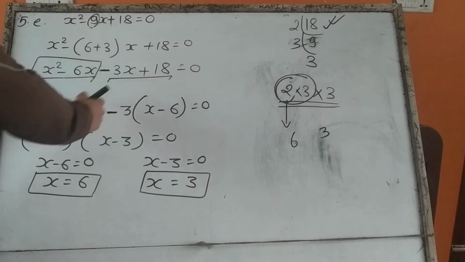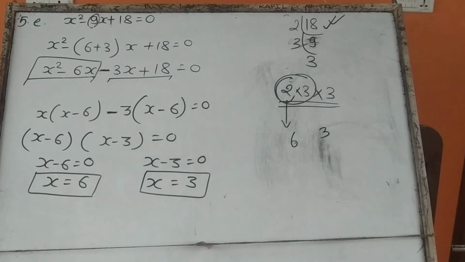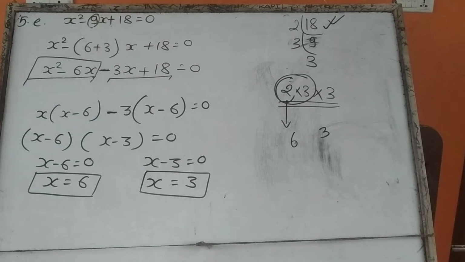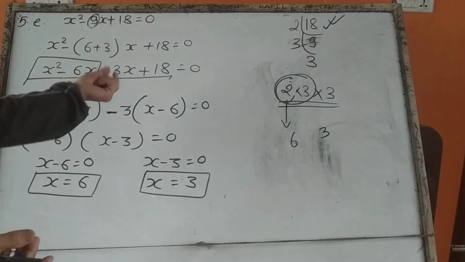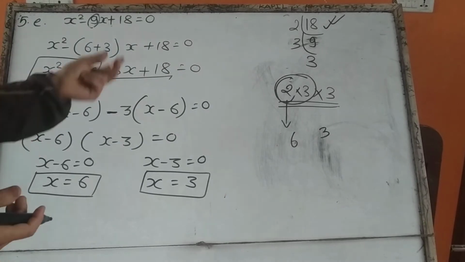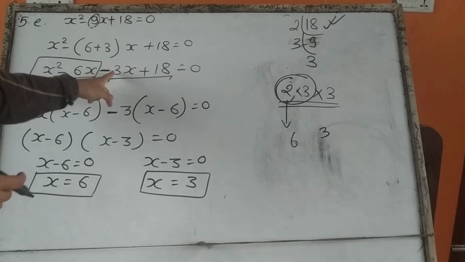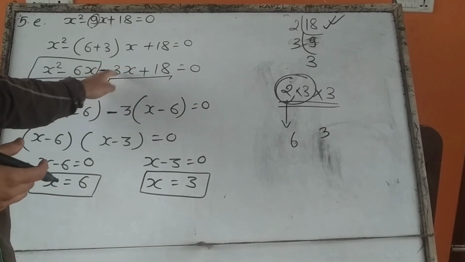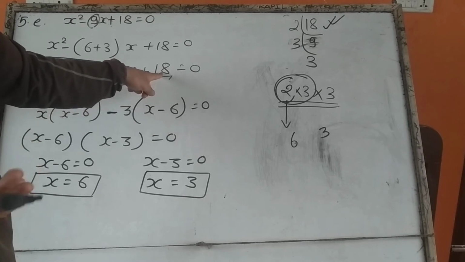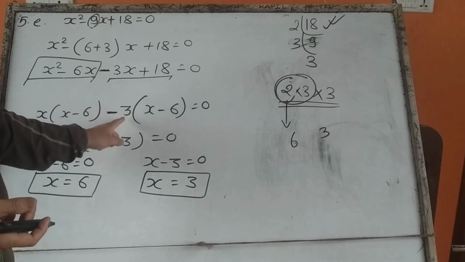Can you find the number which can divide both 3 and 18? 3 can divide. 3 ones are 3 and 3 sixes are 18. That means 3 is common here. Taking common means taking the number which can divide both numbers without any remainder. So 3 and 18: can 3 divide 18 exactly or not? Yes, 3 sixes are 18. That means 3 is common here. So minus 3 is common.